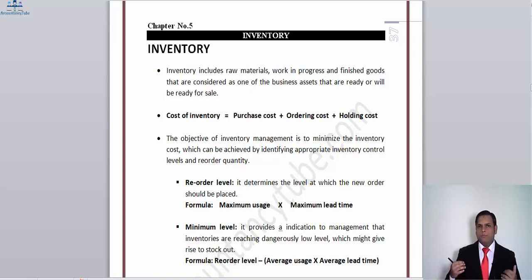Now there are three costs which need to be managed, or looked after, for proper inventory management. These are purchasing costs, ordering costs, and holding costs. The objective of working capital management in this area, that is inventory management, is to minimize the inventory costs, which can be achieved by setting inventory levels and via EOQ, or economic order quantity. Now this is best understood if I put that in a chart.